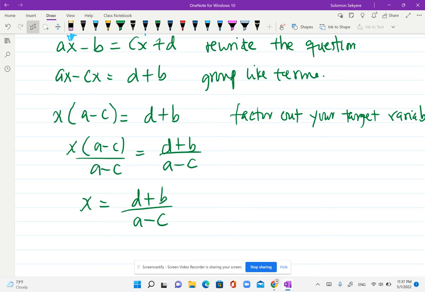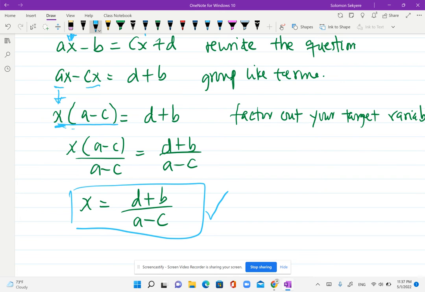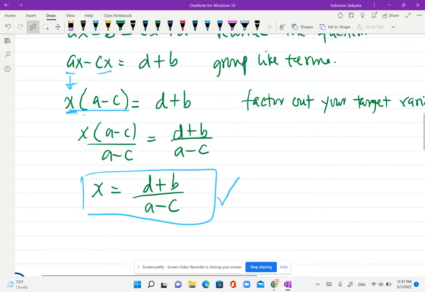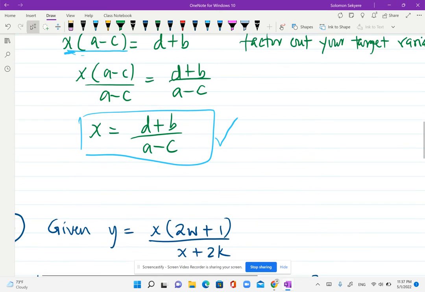When I get to this point, I have ax here and cx here. I factor out my x. So x out, parenthesis, I have a minus c left. See that? This is equal to d plus b. That's my target variable, and the a minus c is multiplying my x. So I divide both sides by a minus c, and nice and clean, this is my x. So mark your target variable, group them, factor it out if necessary, and then finally you divide.